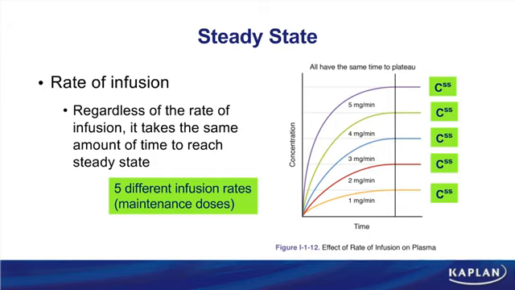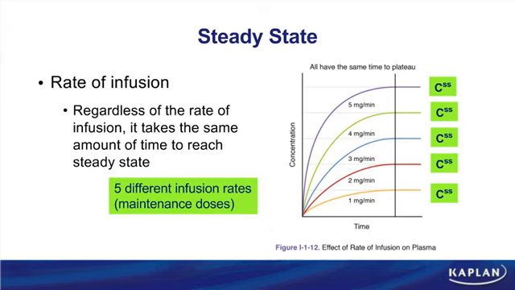This is a very important graph to illustrate the point that the size of your dose does not influence time to steady state. We see 5 different infusion rates on this graph, ranging from 1 up to 5 milligrams per minute. In fact, these are really 5 different maintenance doses, and that's the term that I want you to be very comfortable with. If your goal is to reach steady state, you're going to use a maintenance dose to do that. The word maintenance: maintain. You're trying to maintain a steady state plasma level with a maintenance dose.